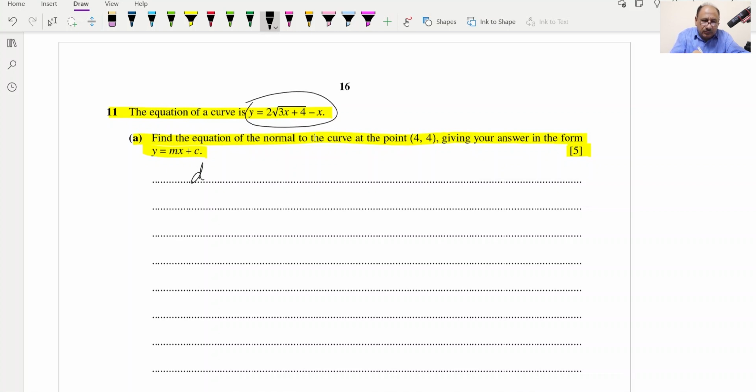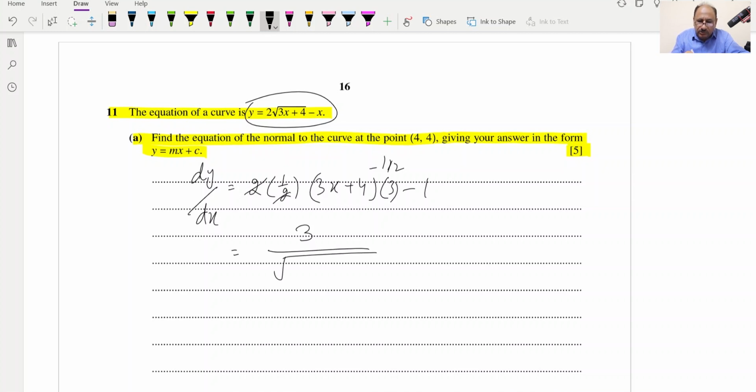We need the gradient, so we write dy over dx, which is equal to, we can take the derivative, 2 into 1 by 2 into 3x plus 4 raised to minus 1 by 2, and the derivative of minus x will be minus 1. So we can cancel this. The derivative of 3x will be 3. So our equation will become like this one, 3 over root of 3x plus 4, minus 1.